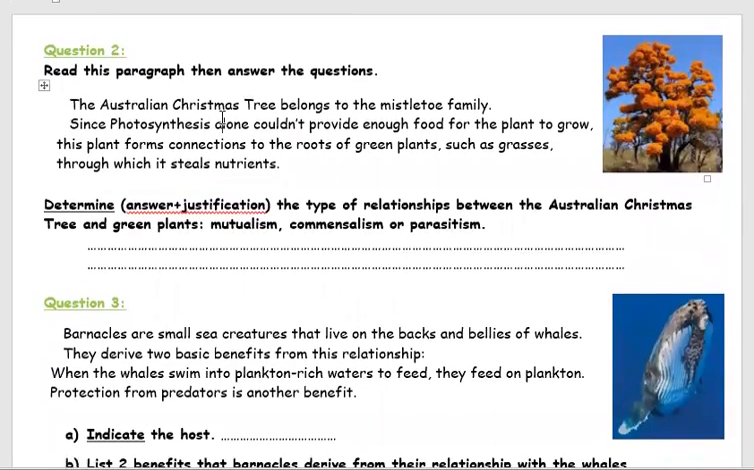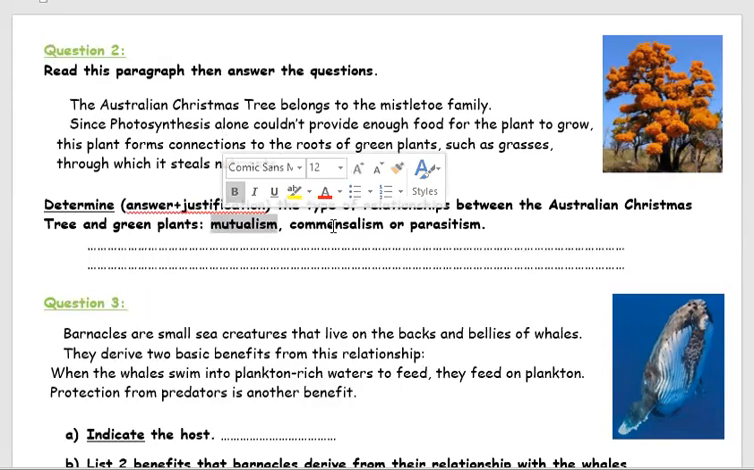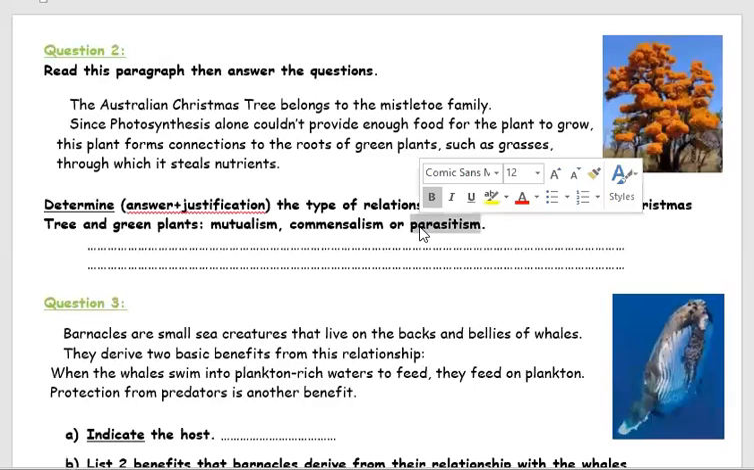We talked about the Australian Christmas tree in the first worksheet. We said that this tree belongs to the mistletoe family. These plants go through photosynthesis, but this process couldn't provide enough food for the plant. So what does the plant do in this case? It forms connections to the roots of green plants like grasses, and it steals their nutrients. Are we talking here about mutualism, commensalism, or parasitism?